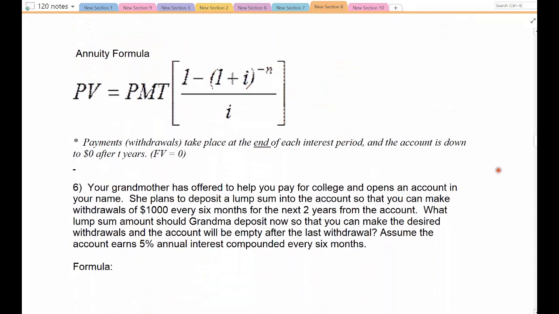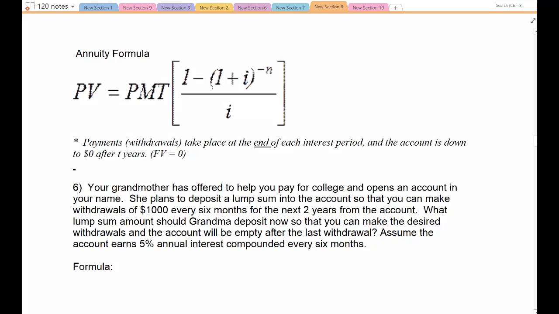Alright, so just so you know what's going on in the formula, I will do one example with the formula, and after that we'll use our TVM Solver. Here's the formula. If you look at it, there's no future value in this formula at all, because future value is zero.